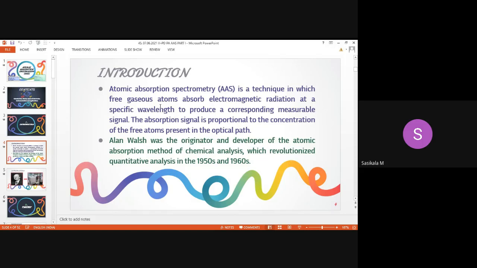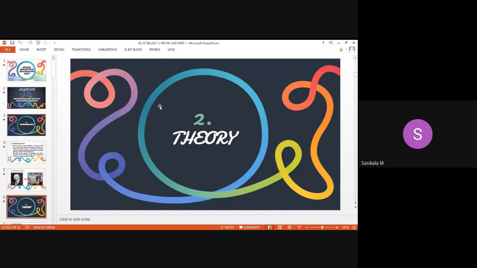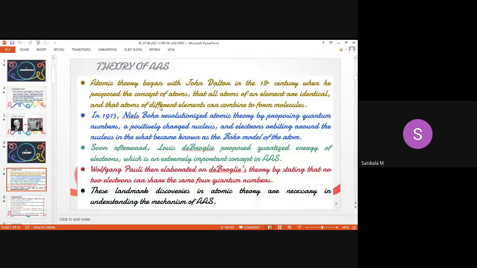The appearance of the spectrum will be the same as the UV visible spectrum. Only the sample analysis is varying. Where we are analyzing molecular absorption, here we are analyzing atomic absorption. That is the difference. Let's move on to the second part, theory.